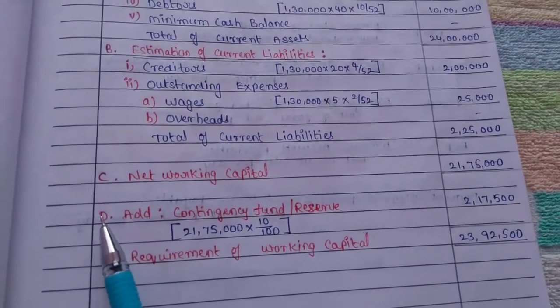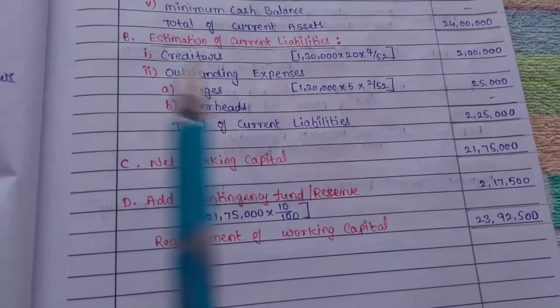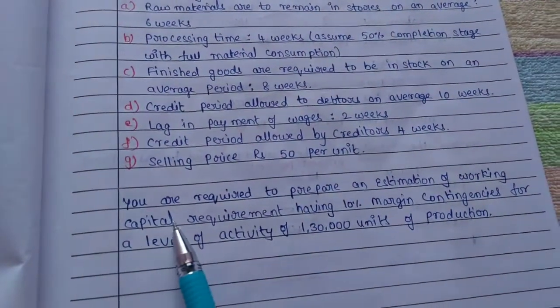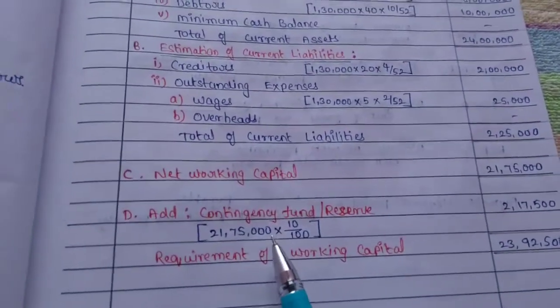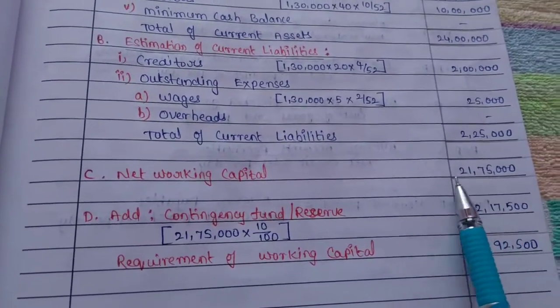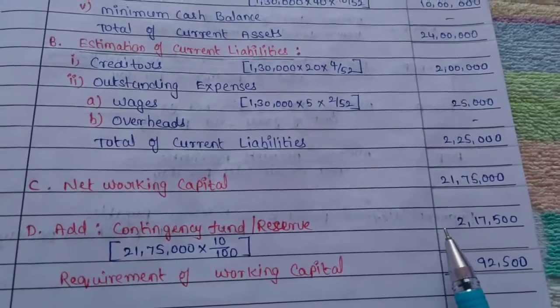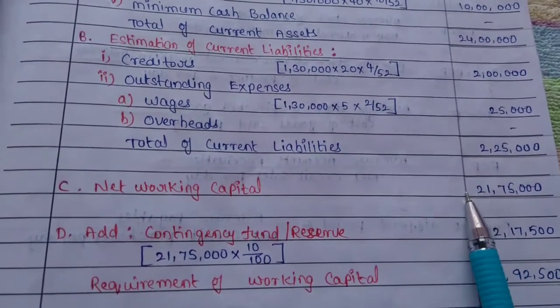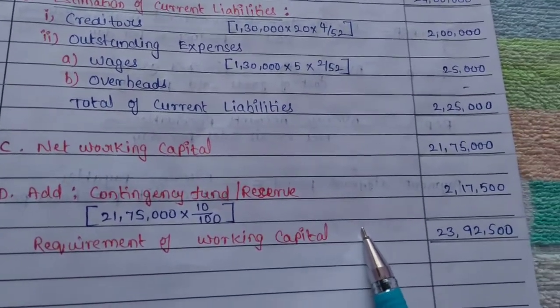21,75,000. Now here the last step is to add contingency fund or reserve. In the given problem it was mentioned to assume 10% margin for contingencies. So that is why we calculate the contingency reserve on net working capital: 21,75,000 into 10 by 100, that is equal to 2,17,500. So net working capital plus contingency fund is equal to the requirement of working capital.